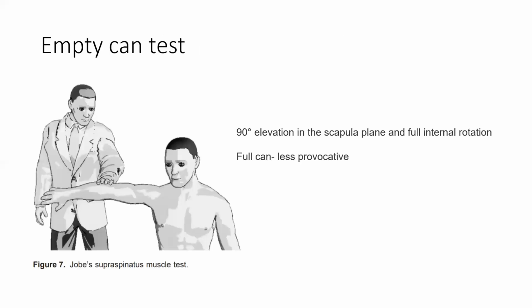The first test that we all know is the empty can test, or the Jobe's empty can test, where the patient is seated upright, and the arm is brought to 90 degrees of abduction in the scapular plane, and in full internal rotation. The patient is asked to raise the arm, where the patient not being able to raise or pain is a positive test. The full can test is the same with the arm in external rotation, thumb pointing upwards. The full can test has been shown to be less provocative when compared to the empty can test.